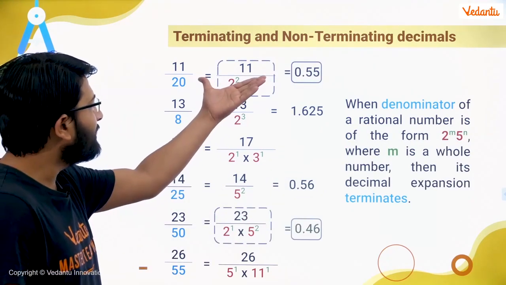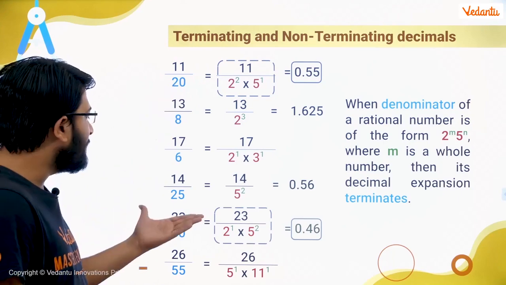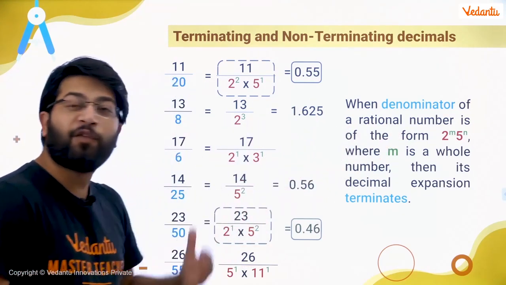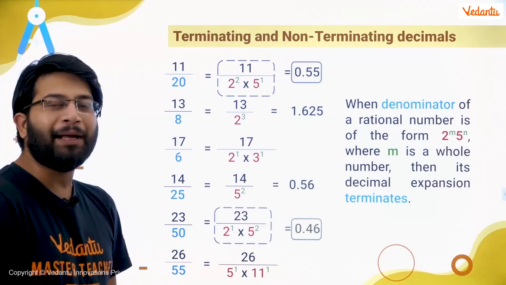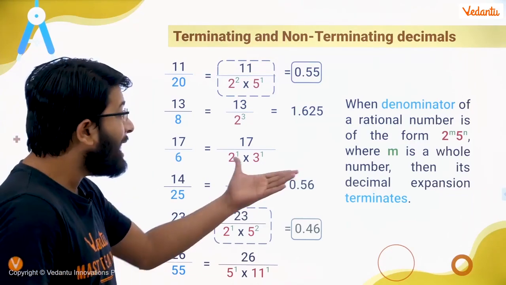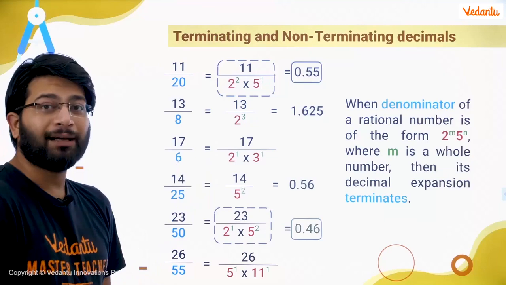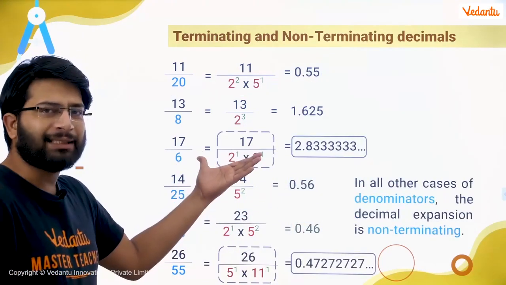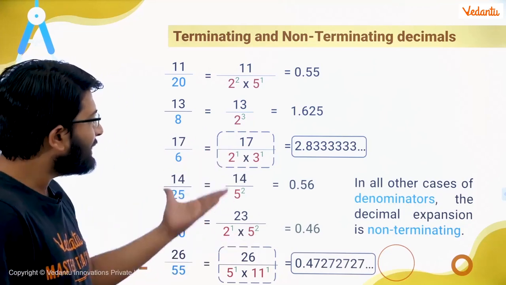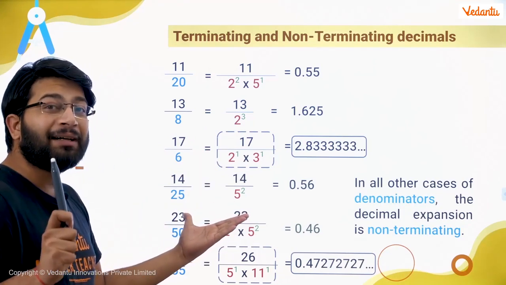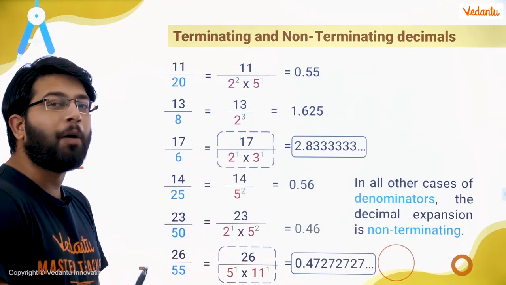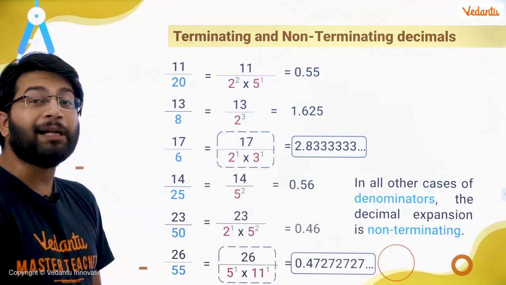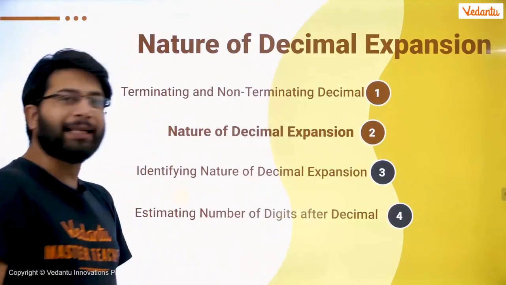We can see in these two examples, 11 upon 20 and 23 upon 50, where my denominator is of the form 2 to the power m into 5 to the power n, my decimal expansions are terminating, right? And in the cases where the denominator is not of the form 2 to the power m into 5 to the power n, my decimal expansion is non-terminating, right?